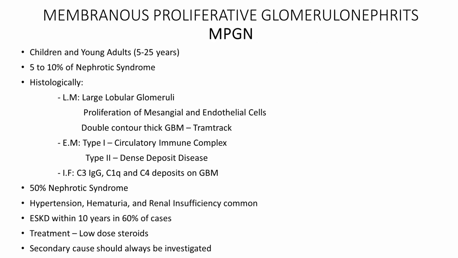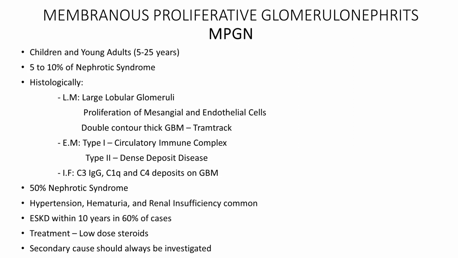Membranoproliferative glomerulonephritis occurs in children and young adults, 5 to 10% of nephrotic syndrome. Light microscopy will show large lobular glomeruli. There is proliferation, that's why it is called proliferative, of the mesangial and endothelial cells. The glomerular basement membrane gives an appearance of tram tract, a double contour glomerular basement membrane, because of the proliferation of the mesangial cells and endothelial cells.